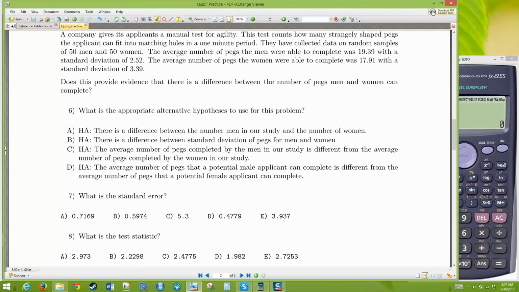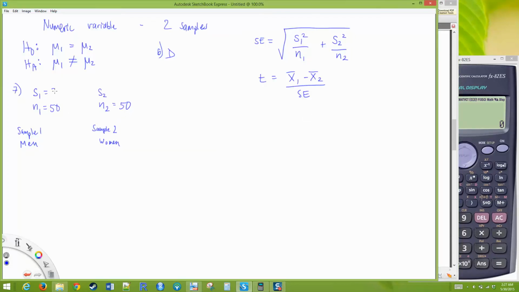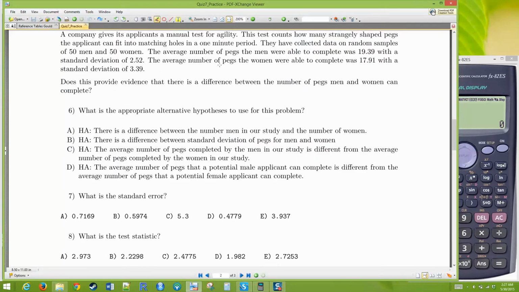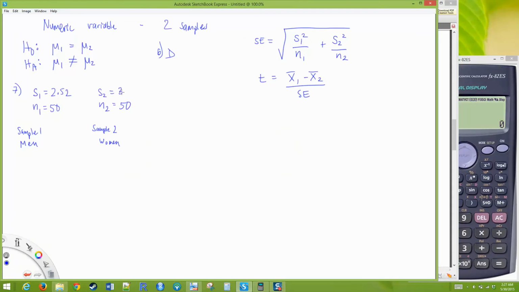So let's take a look here. Average number of pegs the men were able to complete was 19.39 with a standard deviation of 2.52. So S1 is 2.52, and S2 is going to be the standard deviation for the women. It says average number was 17.91 with a standard deviation of 3.39. So over here we're going to use 3.39. Okay, so let's plug all of that into our standard error equation.